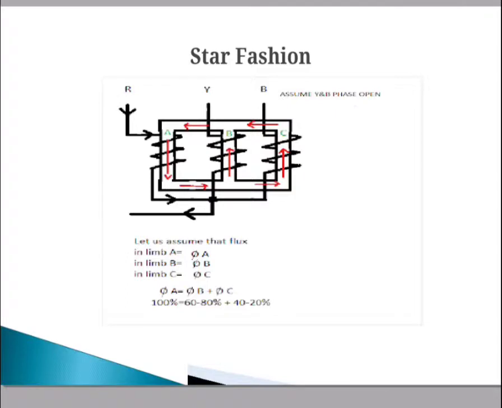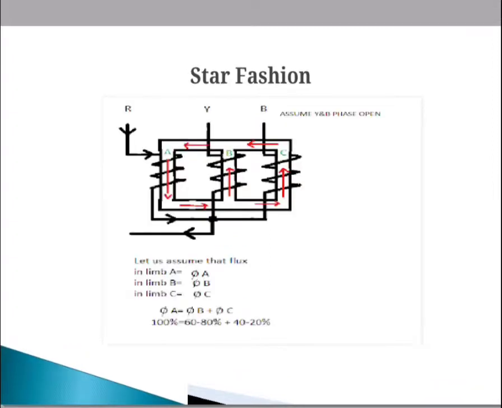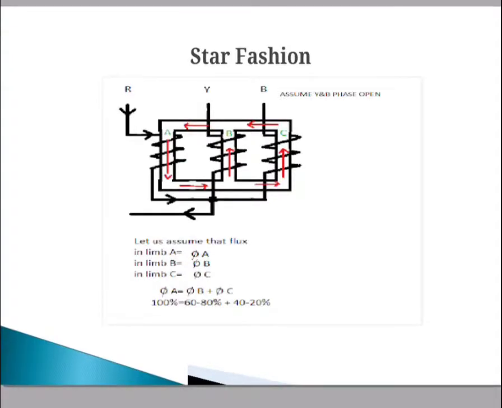Then phi A is the flux produced by the limb A, phi B is the flux produced by the limb B, and phi C is the flux produced by the limb C. Then see, phi A is equal to phi B plus phi C. That is, phi A is the total flux produced, and phi B and phi C provide the return path for the flux. It will be 60 to 80% of the return flux produced by the limb A, and the return flux produced by phi C is 40 to 20%.